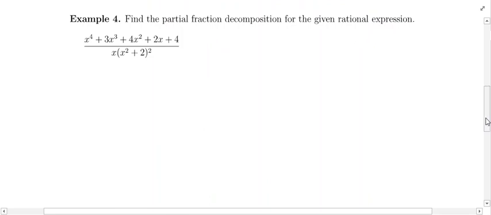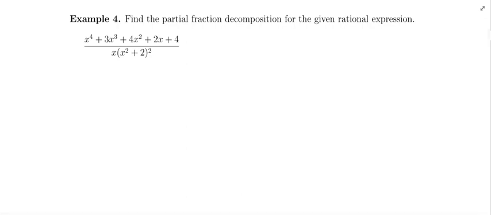Okay, so let's try out example 4. We're going to find the partial fraction decomposition for the given rational expression. This time we have x to the 4th plus 3x cubed plus 4x squared plus 2x plus 4, all of that over x times (x squared plus 2), which is squared. Okay, so this one looks a little complicated, especially because that numerator is so long.